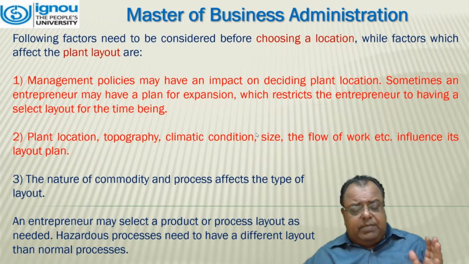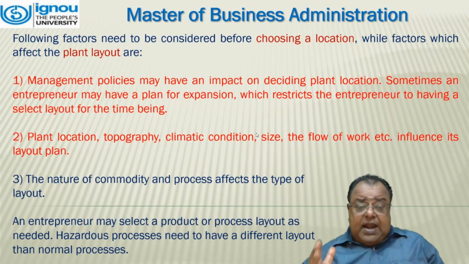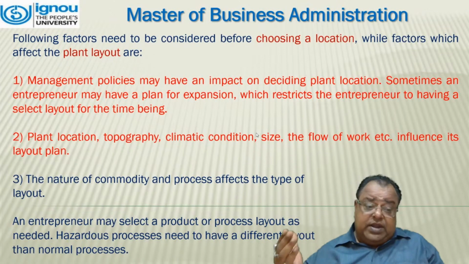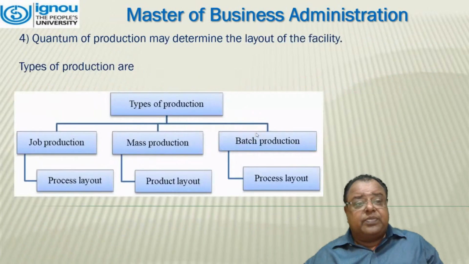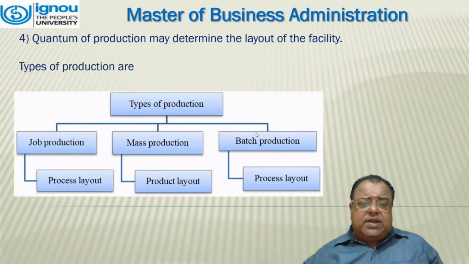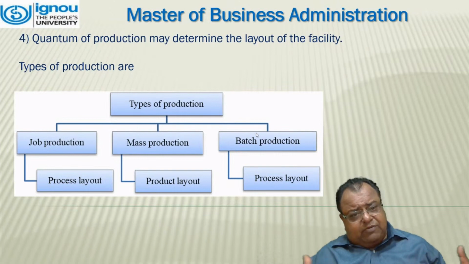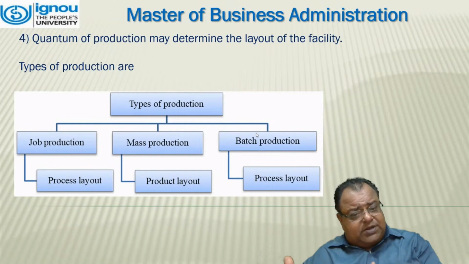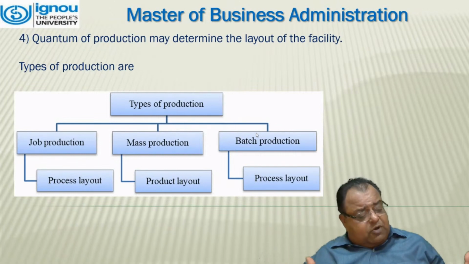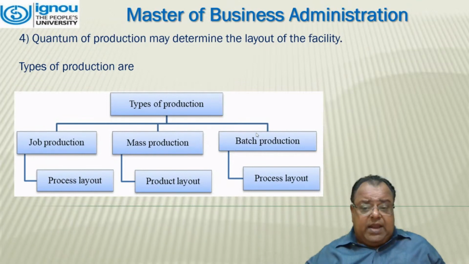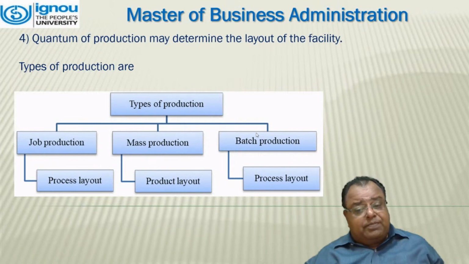The nature of commodity and process affects the type of layout. An entrepreneur may select a product or process layout as needed. A hazardous process needs to have a different layout than normal processes. Quantum of production will determine the layout of the facility. Different types of production are job production, mass production, and batch production. If we talk in terms of job production, then we use process layout. For mass production, we use product layout, and for batch production, we use process layout.